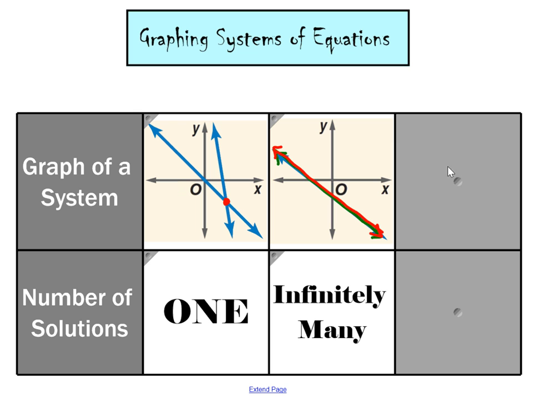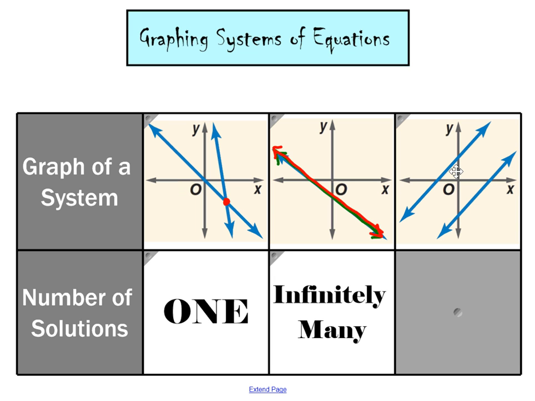Our last example is two lines that, as you can see, never cross. So we would say that they have no solutions or zero solutions.